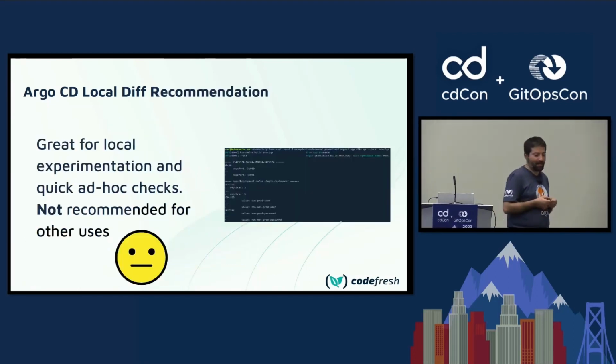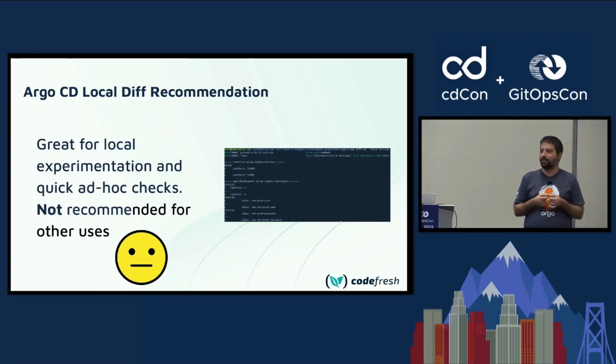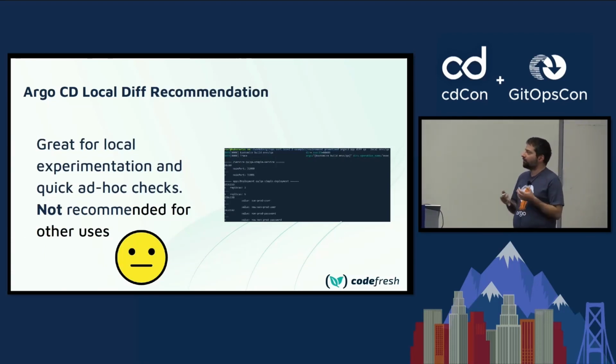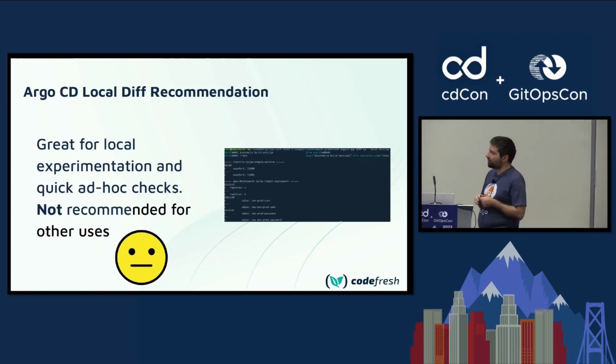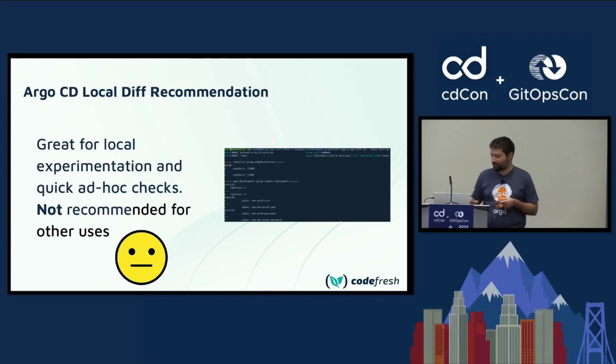So my recommendation: it's great if you're experimenting locally. If you want to try something quickly on your laptop and you create a manifest and you don't want to commit it somewhere at this point in time, you run the diff and you see, okay, yes, this is what I need. But I wouldn't use it for any production installs or anything else.